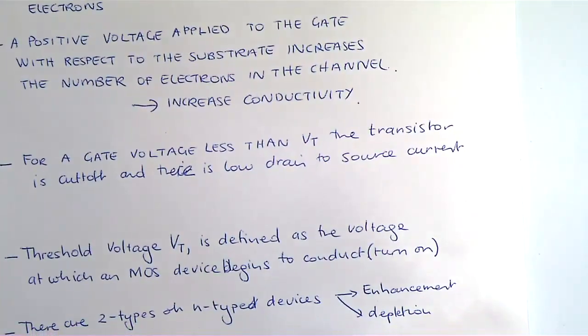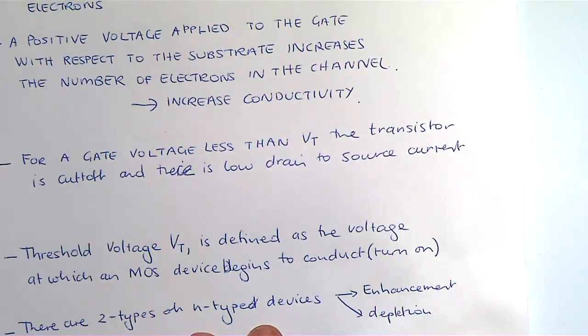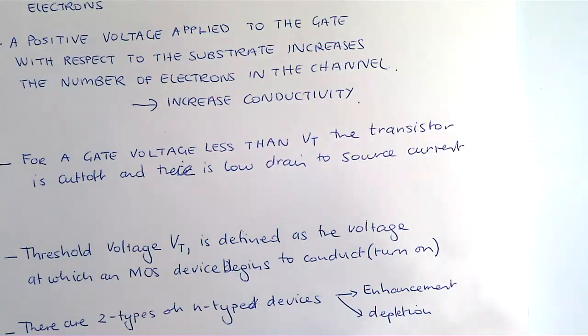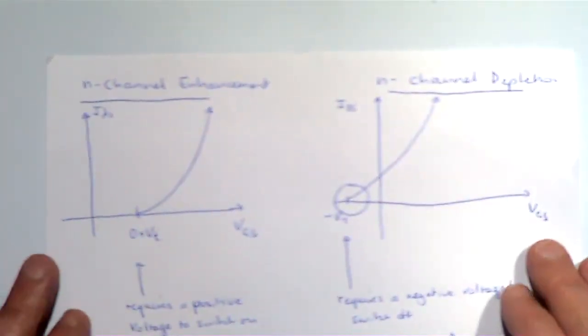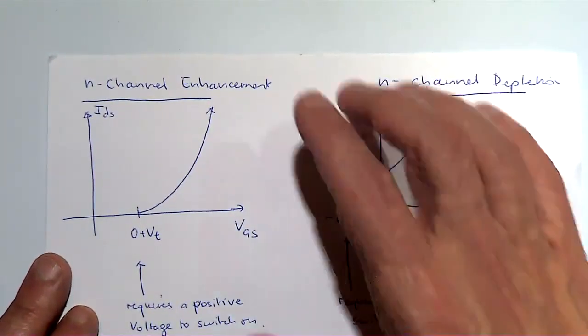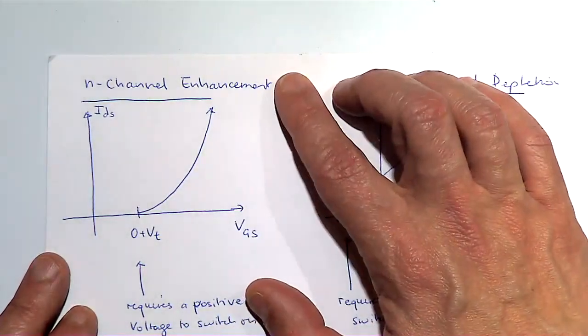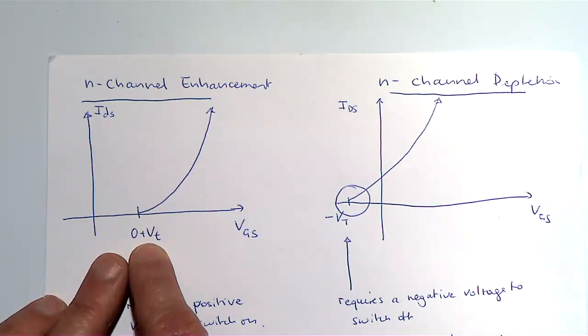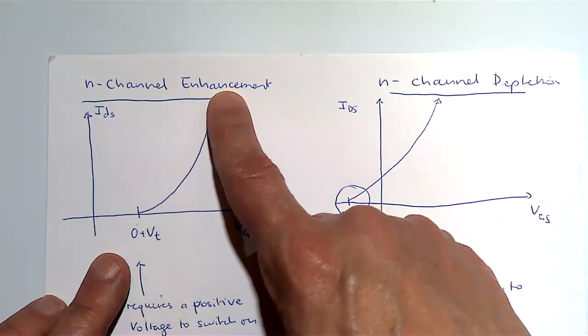And essentially what I'm talking about here is re-emphasizing the two types of devices. There's two types of N-type devices, enhancement and depletion, and P-type devices, again, there's enhancement and depletion. So let's look at this a little bit more in greater detail. If we've got an N-channel enhancement device, essentially at a positive voltage, the current begins to increase.